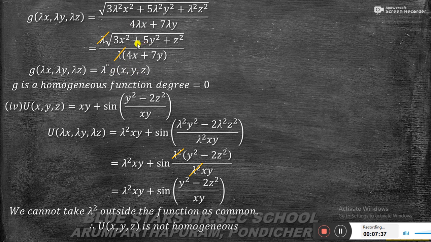You see this is the given function. So I write it as g of x comma y comma z into lambda power 0. Therefore g of lambda x comma lambda y comma lambda z we write as lambda power 0 into g of x comma y comma z. So we conclude that g is a homogeneous function. Its degree is 0.